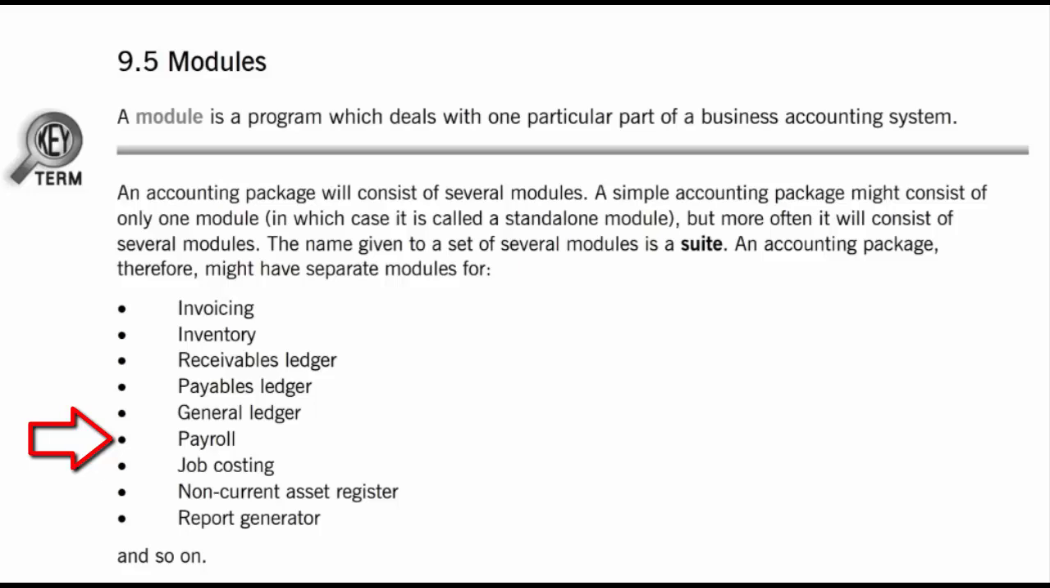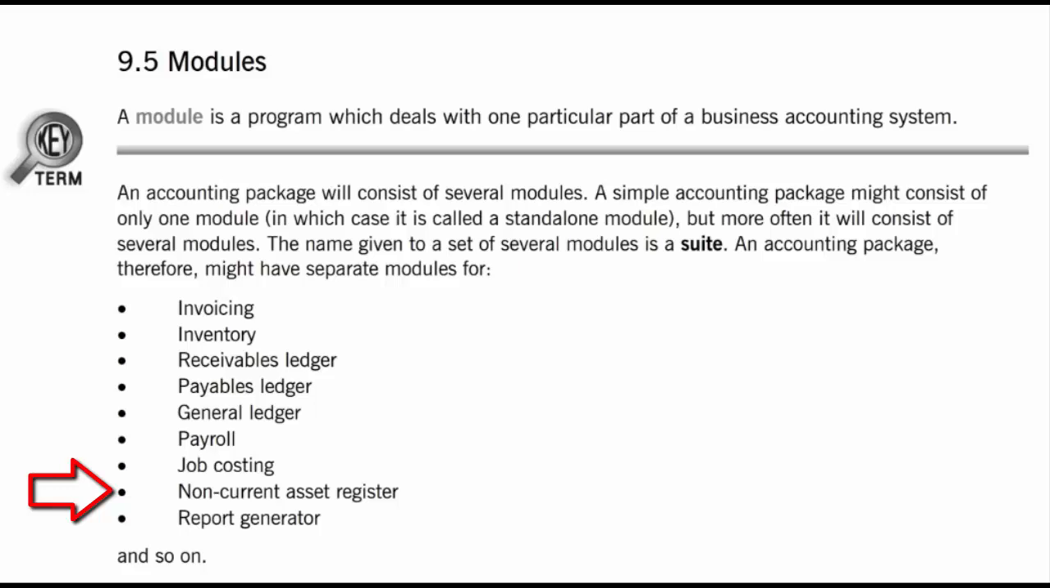Payroll module. This module deals with employee payments. It calculates wages or salaries, deducts taxes, records overtime, and produces payslips. In larger companies, the payroll module might also connect with government tax systems to report salary and tax information automatically. Job costing module. Some businesses work on projects or specific jobs, such as construction companies or event planners. This module helps track the cost of each job separately, including labor, materials, and other expenses. This way, the company knows if the job was profitable or not.